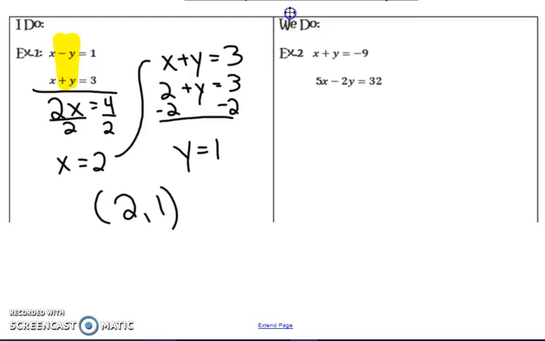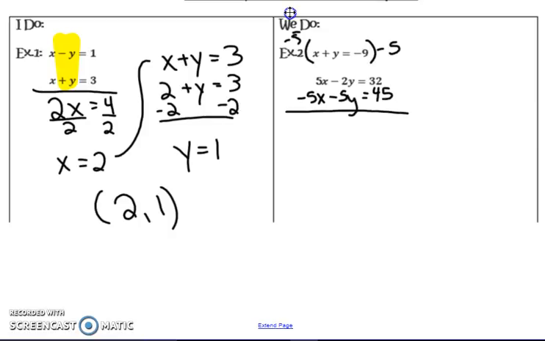Now, if we look at example 2, I have x plus y equals -9, and 5x minus 2y is equal to 32. If I look at both my x's and my y's, I don't have any terms with opposite coefficients. So I'm going to have to pick an equation and multiply. Now, if I look at my x values, I have positive 5. Well, if I need the opposite, that would be negative 5. So if I have 1x, I'm going to multiply everything in this top equation by negative 5. That leaves me negative 5x minus 5y is equal to positive 45.